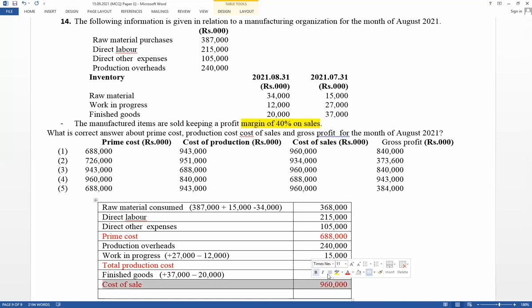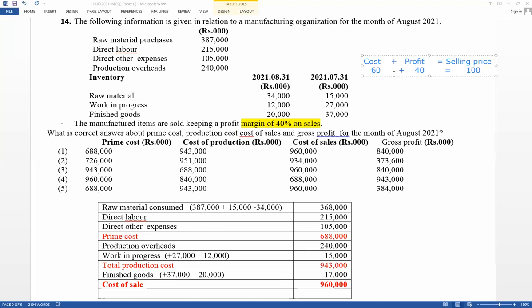Now try to apply markup and margin. Cost of sales is 960,000. They ask for gross profit. It has given profit margin of 40% on selling price. Now think about the general equation: cost plus profit equals selling price. Given profit margin on selling price, if it has given margin, then selling price equals 100, profit equals 40%, and cost value can be recognized. In this situation, cost value equals 60.